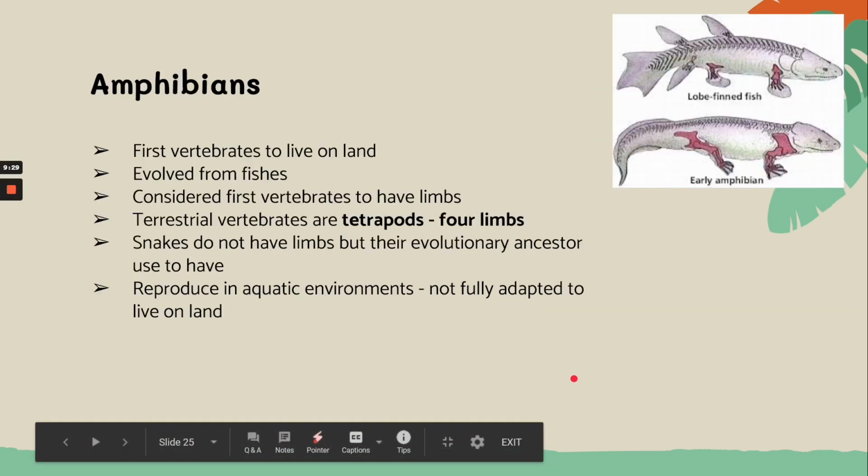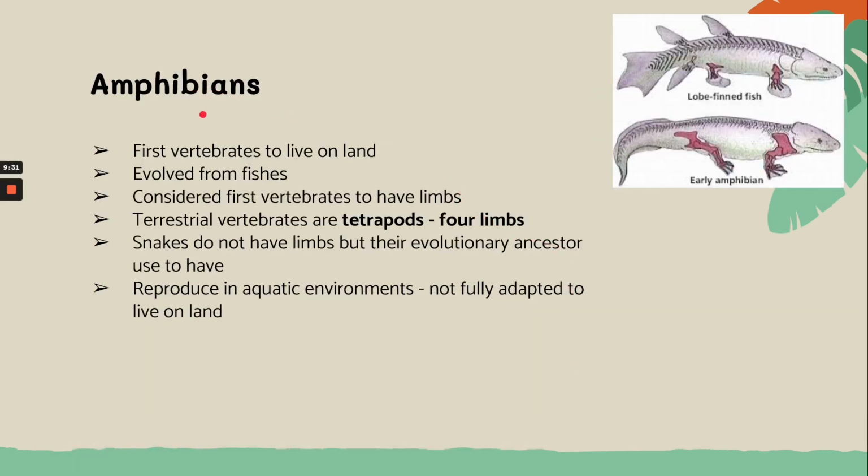Now, moving on to amphibians. Amphibians were considered the first vertebrates to live on land. They evolved from the fishes themselves. As you can see here, a lobe-finned fish and then an early amphibian. It's funny how it looks like a fish, but it also does not look like a fish.